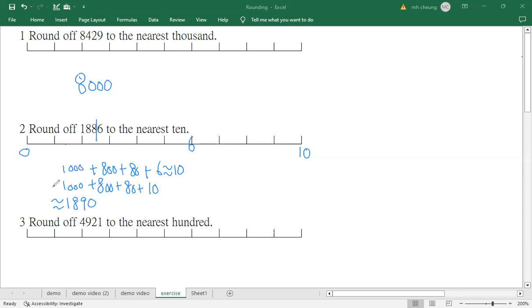Okay, the last question. Round off the number to the nearest hundred. How many hundreds this number is roughly equal to? Again, we already have 49 hundreds. So draw a number line from 0 to 100. As 21 should be close to this side, that means 21 is roughly equal to 0. Therefore, the answer should be 4900 followed by 0, which is still 4900.